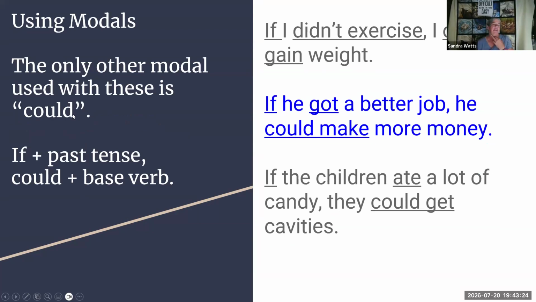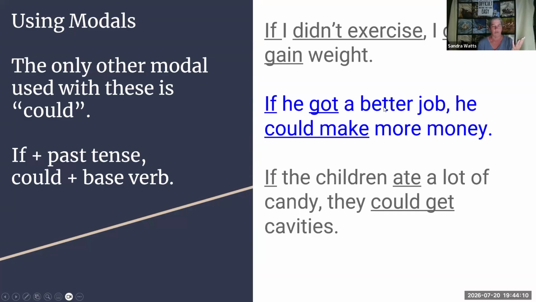Okay. So this is what I had on a slide, which I may have to redo. Honestly, generally what I see with this is could, because could has that same feeling of would, meaning it's not true right now. But we do use could as a maybe, so I'm going to check it out. Same rule: if plus past tense and then could instead of would. If I didn't exercise, I could gain weight. If he got a better job, he could make more money. If the children ate a lot of candy, they could get cavities. So I put examples on could here.